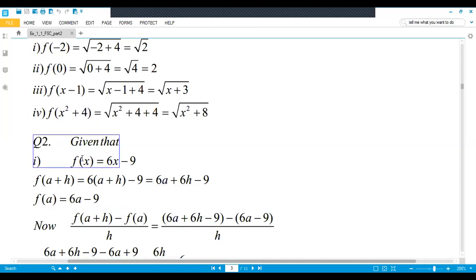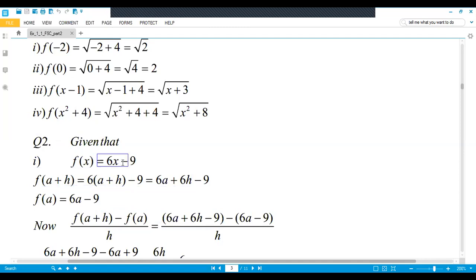You know that the question is not given in the form of this, so what will you do? In place of x, first you put a plus h and you find the value of that. Then in place of x, you put the value of a and find f of a. So for f of a plus h, what will we do?